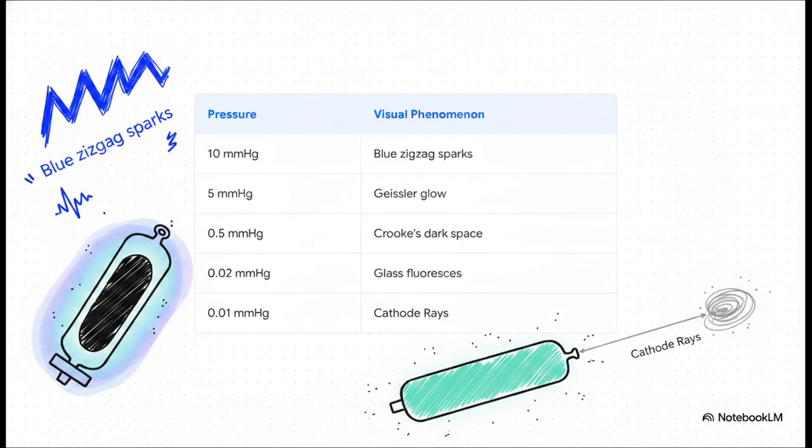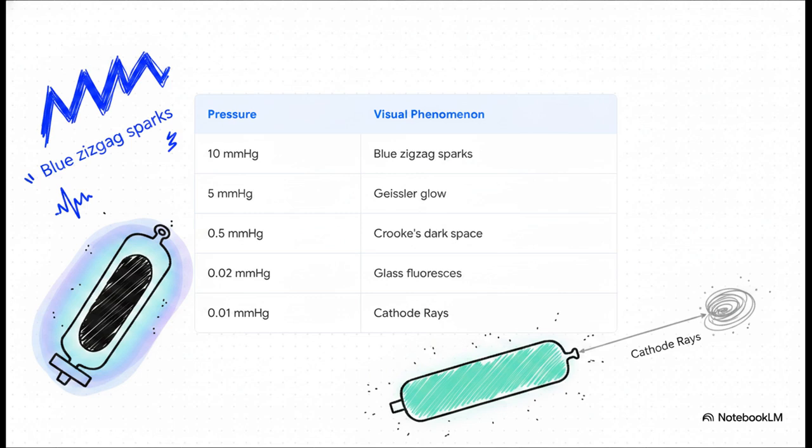Now listen up, because this pressure drop sequence is a highly tested concept on the CEE. As we pump gas out, the inside of the tube goes through some wild changes. At 10 millimeters of mercury, you get these blue zigzag sparks and a crackling sound, almost like miniature lightning. Drop it to 5, and the sparks smooth out into a steady, beautiful colored glow. And remember, that color depends entirely on the specific gas inside. But keep pumping that gas out.